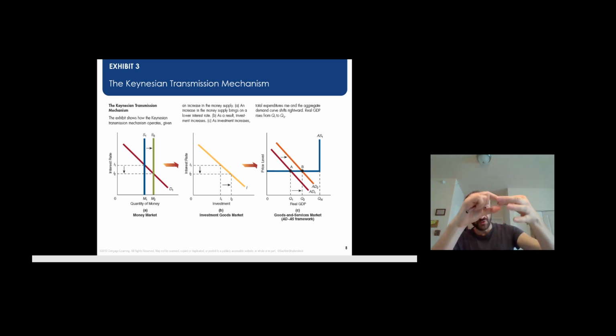So the first link was from money supply to interest rate. The second link was from lower interest rate to higher investment. The third link here is from higher investment to higher aggregate demand. Now higher aggregate demand leads to an increase in the quantity of real goods and services being produced. So that's the fourth link, from higher aggregate demand to higher real GDP, to a higher real quantity of goods and services. Okay, all is well and good.